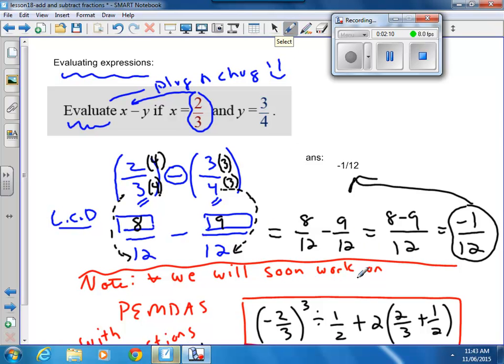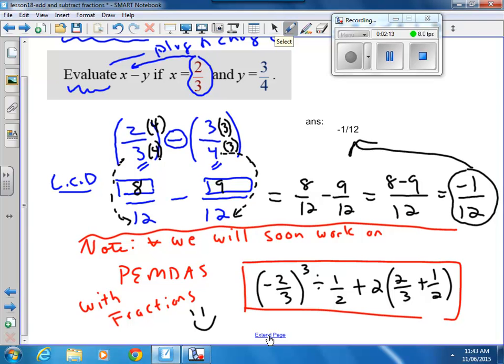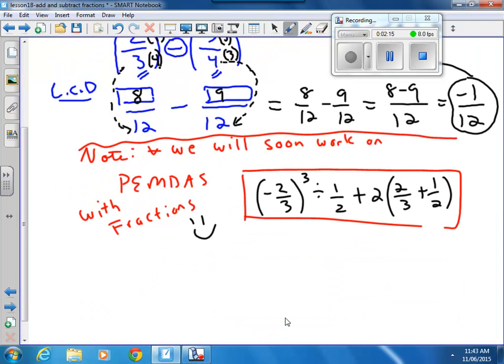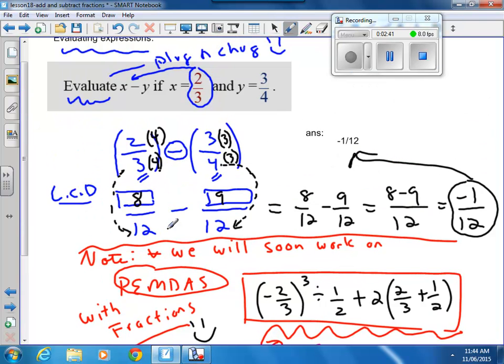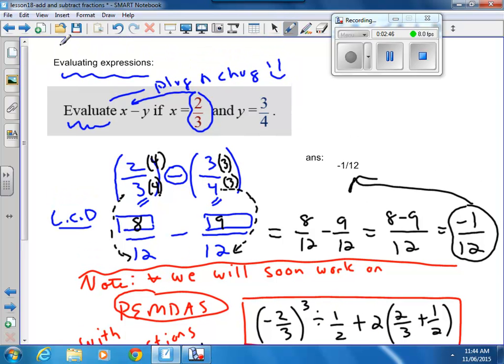Okay, now something to bear in mind. Now that we know how to add, subtract, multiply, and divide fractions and perform powers of fractions and our negative signs, it's going to be our goal very shortly to be able to perform PEMDAS with fractions. So what I want is something like this to be your goal. And we're not going to go there on this video, but -2/3 cubed divided by 1/2 plus 2 times this, you should be able to tackle something like that in the near future. Even now, we have enough skills to do that. But you can play with that if you like. We're not really going to work on PEMDAS in this video. That's coming down the pipeline.